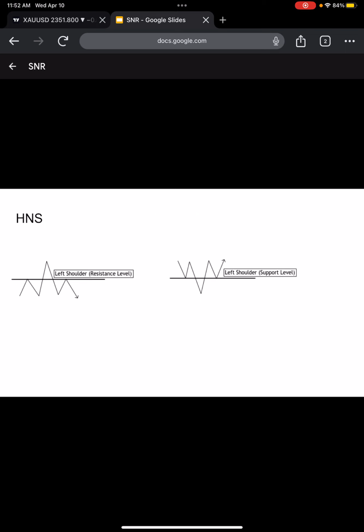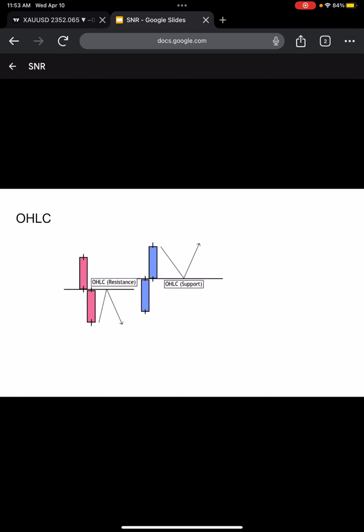So HNS, otherwise known as head and shoulders. We always use the left shoulder. The left shoulder is the only thing that really matters when it comes to HNS. So this is essentially the pattern. I'll show it to you on the chart later. It's nothing complicated, just always using the left shoulder. For the regular head and shoulders, the left shoulder is a resistance level, and for the inverted, the left shoulder is a support level. So that's how that works.